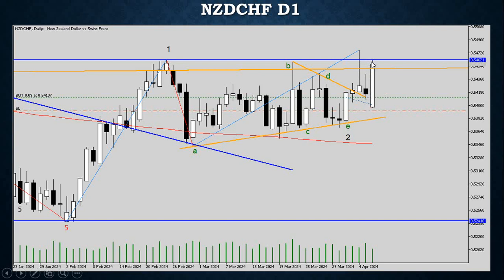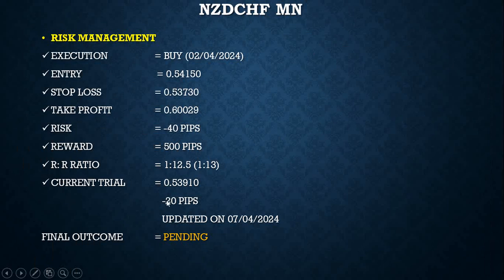Therefore, I will only lose like 20 pips for now, because it seems like the market has already started to move in our direction. So I just move my stop loss here. Now I'm risking about 20 pips, and this was updated today on the 8th of April 2024. Okay, so the final outcome of the trade is pending. The main reason I'm saying it's pending is because I haven't closed this trade. This trade is still running.